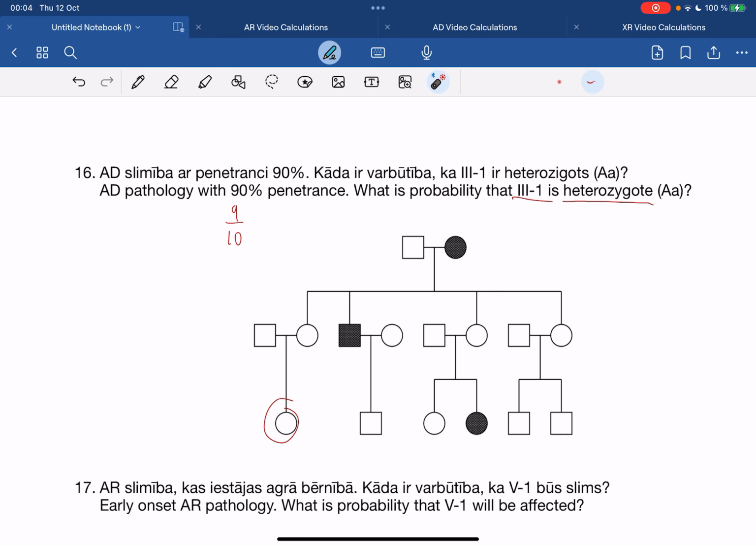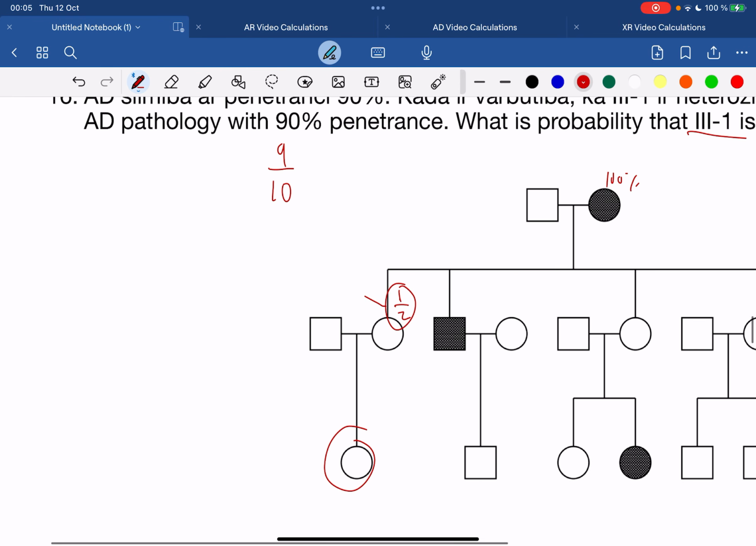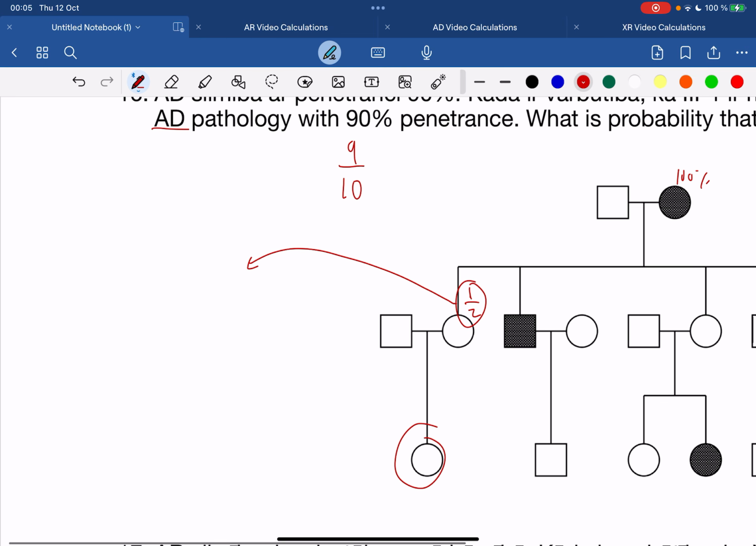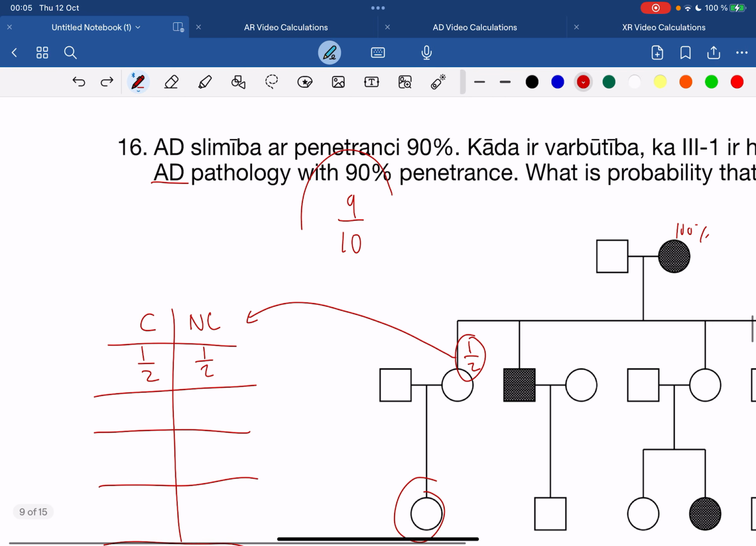So this person, we can go according to their parents right here. We know for sure that this parent would be 100% a carrier because they're affected. So they would give their child half a chance of receiving that dominant allele, but because we are unsure and it's autosomal dominant, we have to write a Bayesian table. So it's 1/2 there, 1/2 there, and then the rest of the penetrance would be 1 out of 10, because 10%, which is the rest of this.